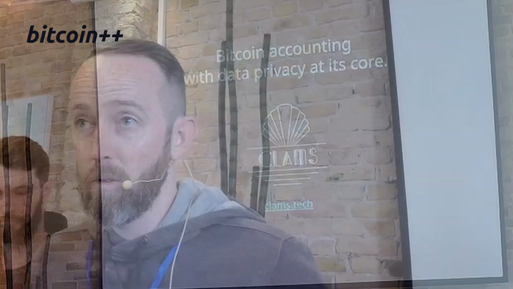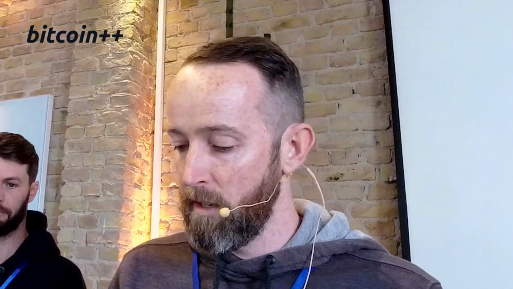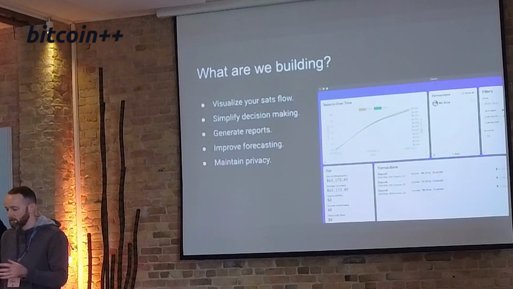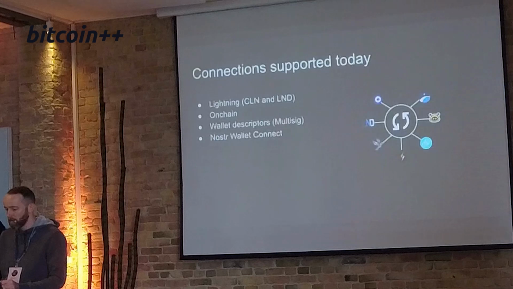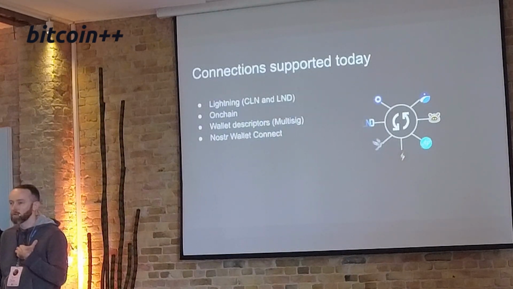All right, cool. So yeah, if anyone doesn't know Clams, we're John and Aaron, and we're building accountancy software for Bitcoiners with privacy at its core. So just a little bit of quick background on our app. It's a native app, and you pull all your Bitcoin data into one place, and then you can make better decisions, eventually generate reports. We're working on that feature right now, and do forecasting, and all at the same time maintain your privacy so you don't have to dox yourself to the likes of QuickBooks or Coinly, these types of companies. So we have CLN, LND support right now. We have on-chain, multi-sig, and Nostr Wallet Connect.